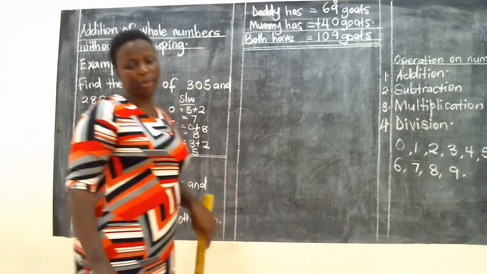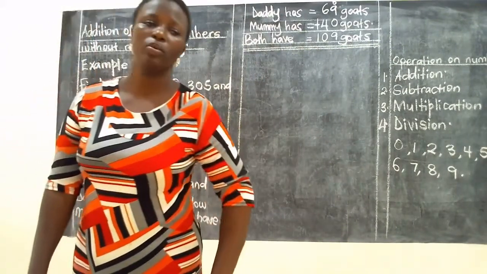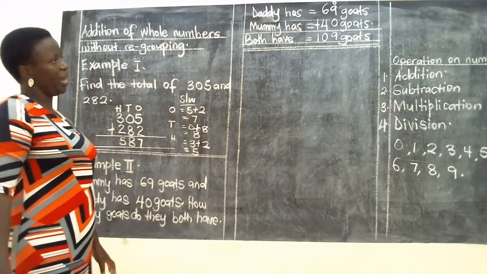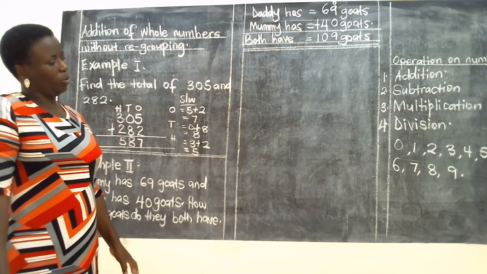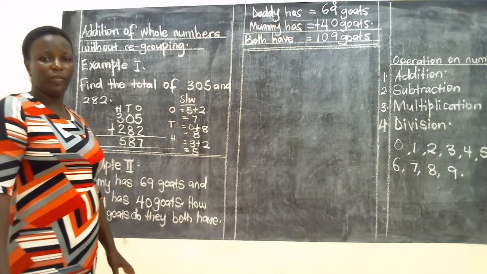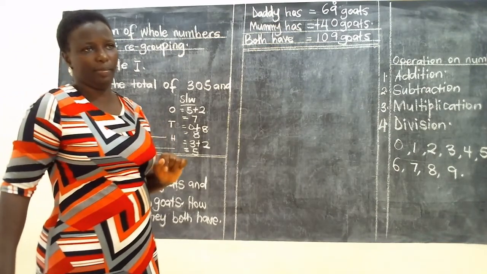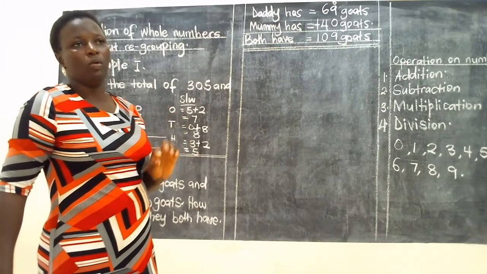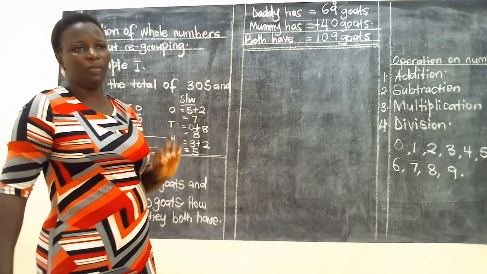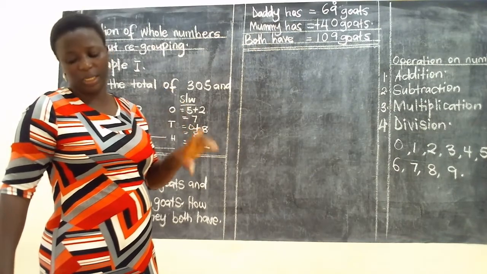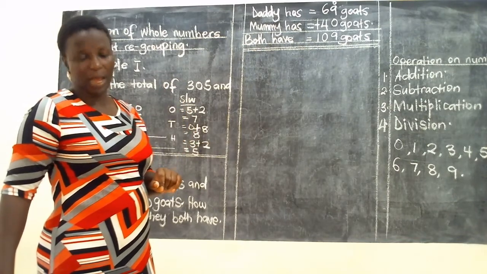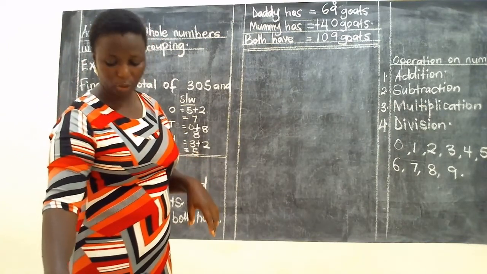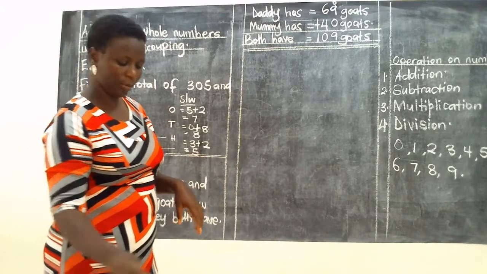That is example number 2. And these two examples, both of them reflect addition without regrouping. Addition where the sum is giving us a one-digit number. Now, we are going to have 2 more examples where the sum is giving us a 2-digit number. And that is addition with regrouping.